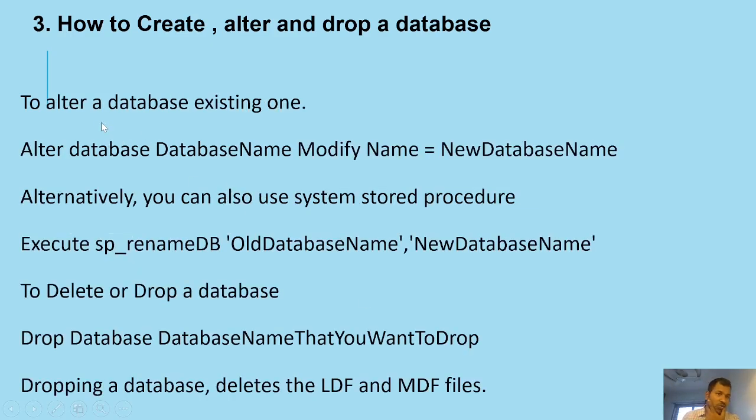Next, how to alter an existing database. So this is the syntax: alter database name, modify name equals new database name. Alternatively, we can also use a system stored procedure. This is the one: execute sp underscore rename db, old database name and new database name.